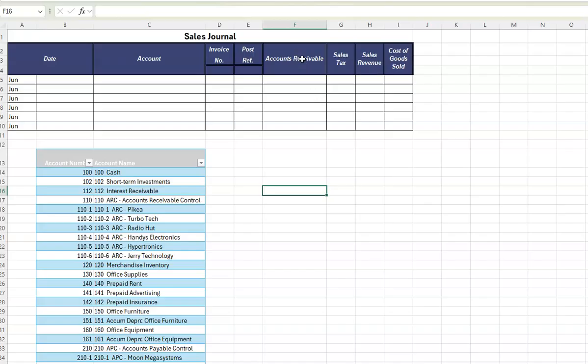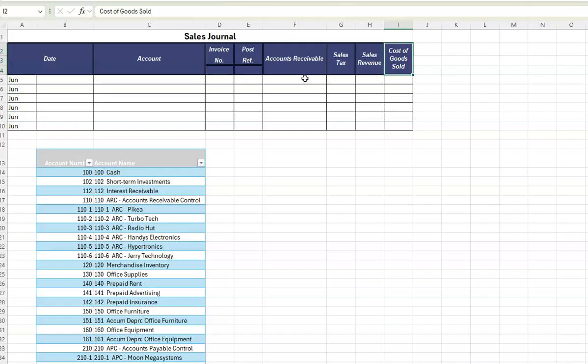It is going to debit accounts receivable. It is going to credit sales tax payable, credit sales revenue. It is also going to debit cost of goods sold and credit inventory. This one little block, this column here, is going to be two things. It's a debit to cost of goods sold and a credit to inventory.